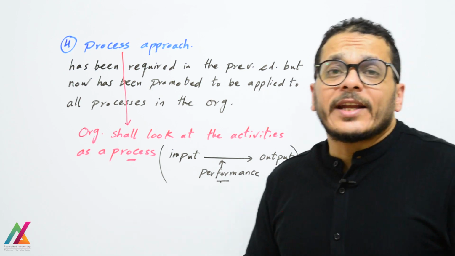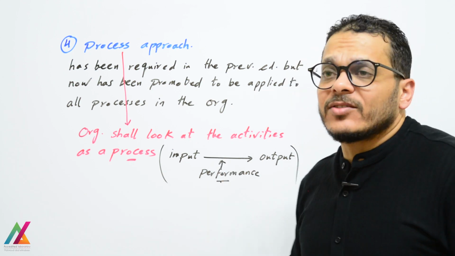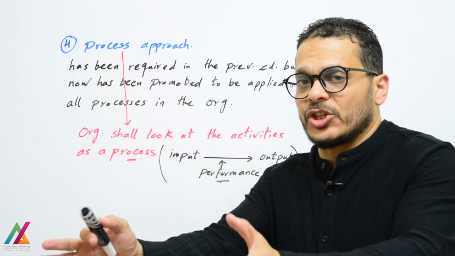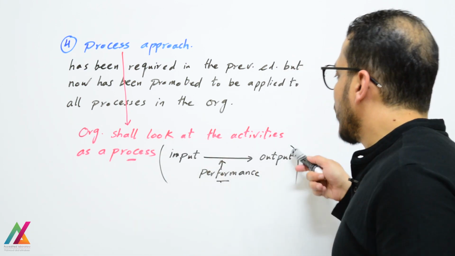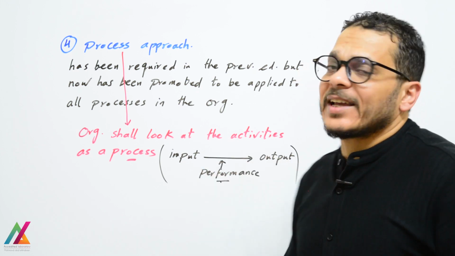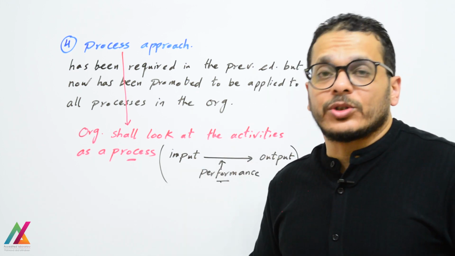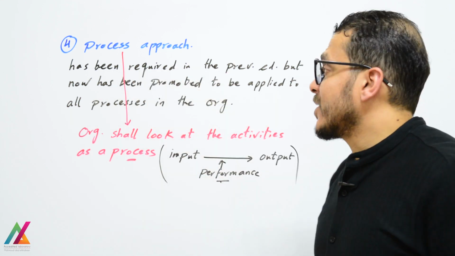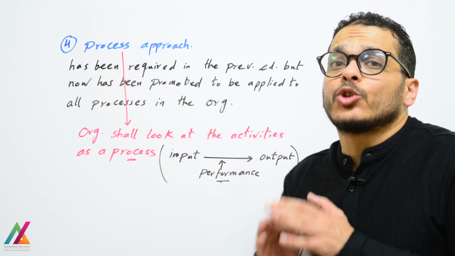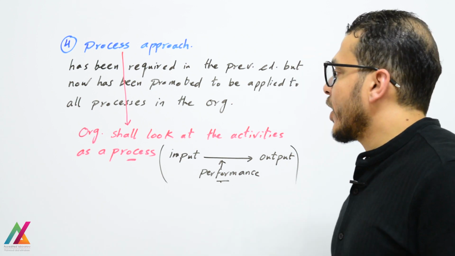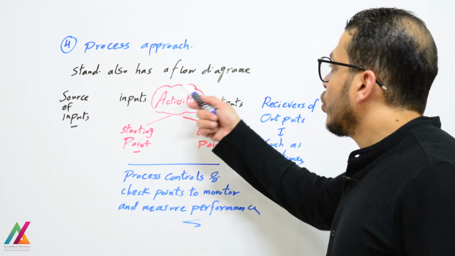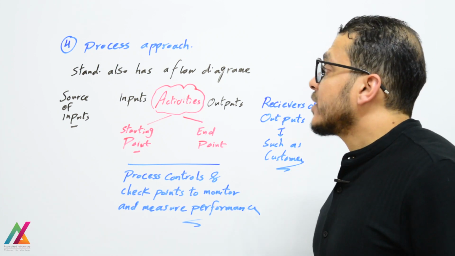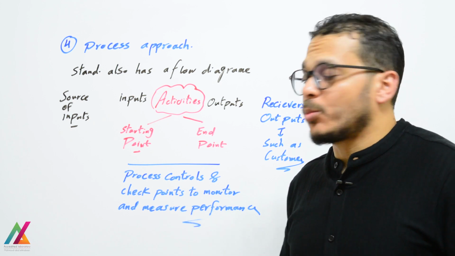Process approach: the organization shall look at the activities as a process. You shall look at each activity as a process, from input to output, and the performance of these activities shall also be monitored. So it was required in the previous edition, but now it has been promoted to be applied to all processes in the organization. The standard also has a flow diagram, and that will also be explained in detail after that. It has a flow diagram to explain how the process approach works.